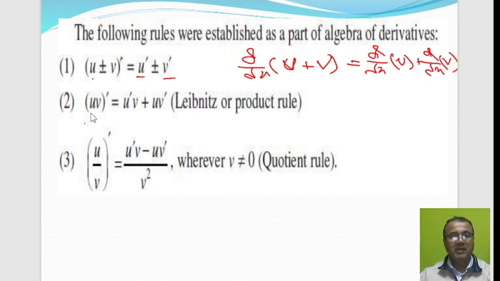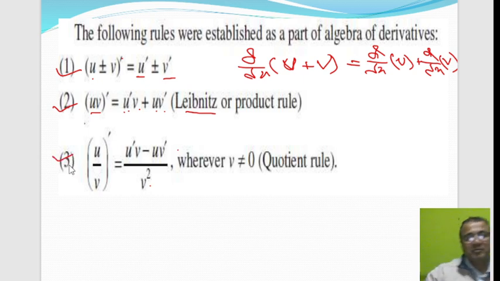And similarly, the product rule of derivatives, that is the derivative of uv: keep v constant and take the derivative of u, plus keep u constant and take the derivative of v. That rule is known as the product rule, or Leibniz rule. Now there is one more property satisfied by the derivative, the u by v formula. Its denominator is v square and numerator is u dash into v minus u into v dash. So these are the basic formulas of derivatives, and at least you have to remember all these things.